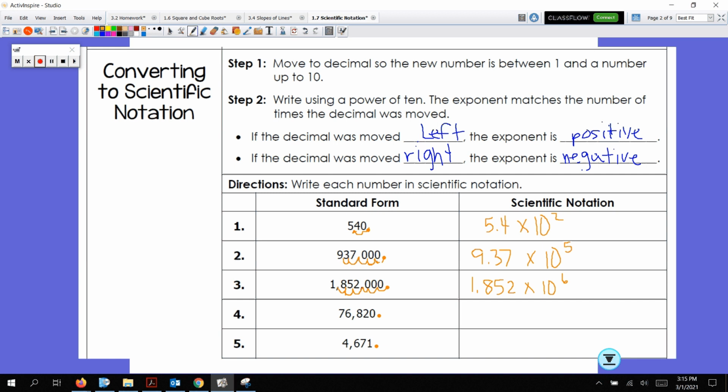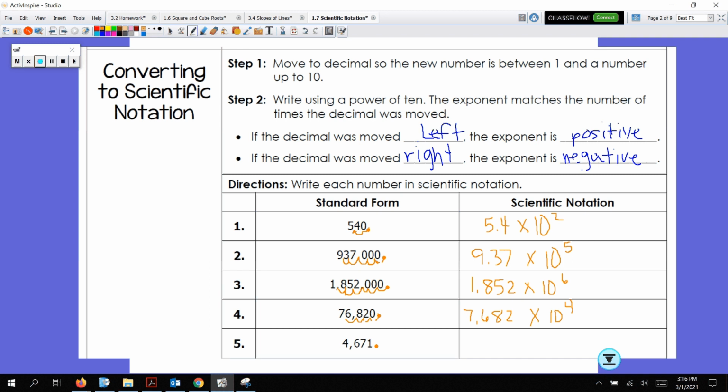All right, number 4. 1, 2, 3, 4. I moved 4 places. 7.682. And we always write all the non-zero numbers, okay? That's important. Don't just write 7.6 because that's not the number. It's 7.682 times 10 to the 4th power because I moved 4 decimal places.